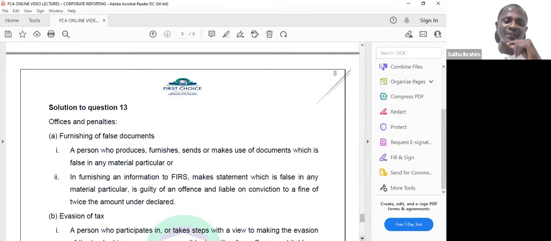So in furnishing information to FIRS, if you make a statement which is false in any material particular, you are guilty of an offense and liable on conviction to a fine of twice the amount underdeclared. So you have underdeclared because you have falsified your information. So if you are convicted, you are liable to payment of twice the tax that you did not want to pay before. Okay?